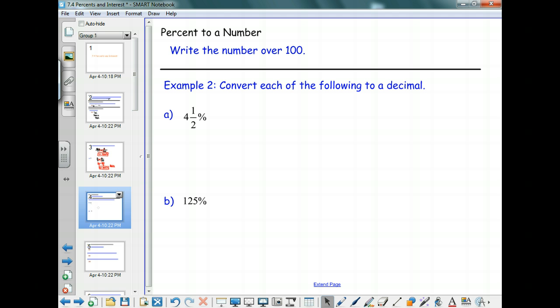All right, now I want to be able to take a look at changing a percent into a number. All you have to do to change a percent into a number is to write that number over the number 100 and then simplify. So in this case, we've got 4 1/2. I can actually write this as 4.5 if I want instead of writing it as a fraction, and I write this number over 100.